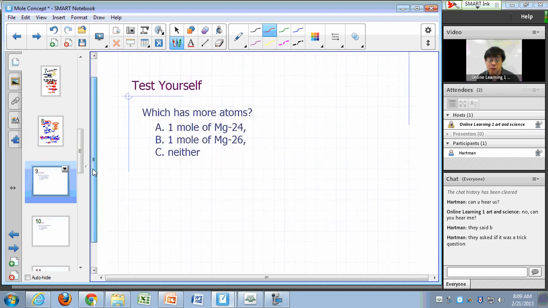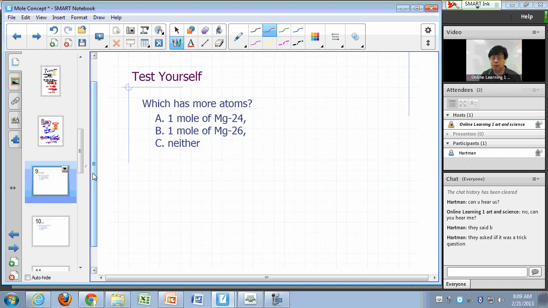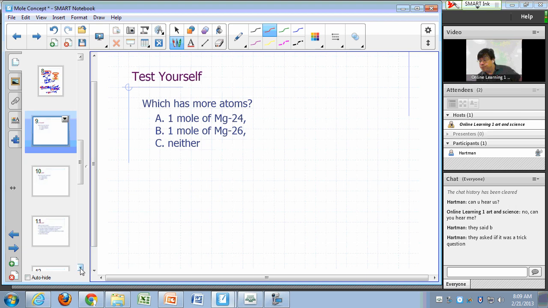Okay, so this clicker question now. Let's do a quick review. Which has more atoms? 1 mole of magnesium 24, 1 mole of magnesium 26, or neither? Correct answer is C. Very good.